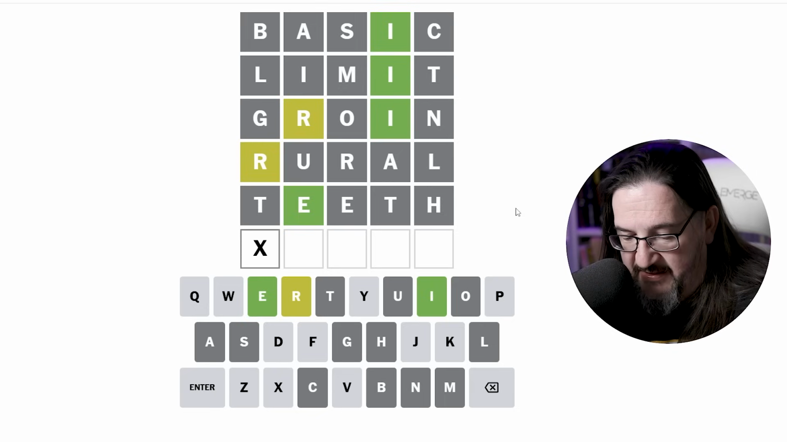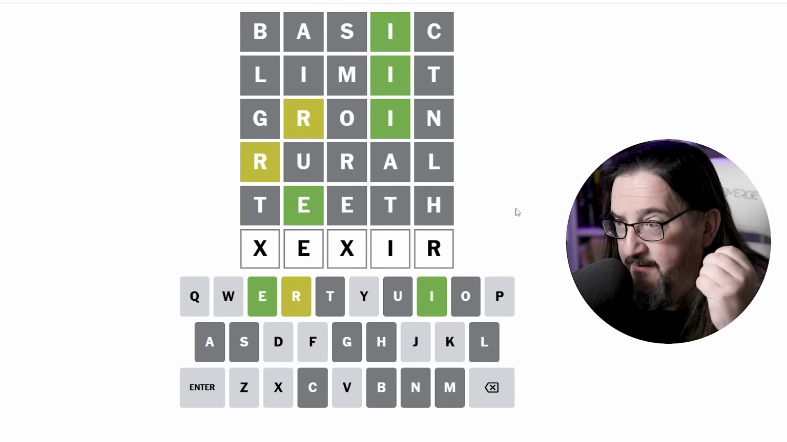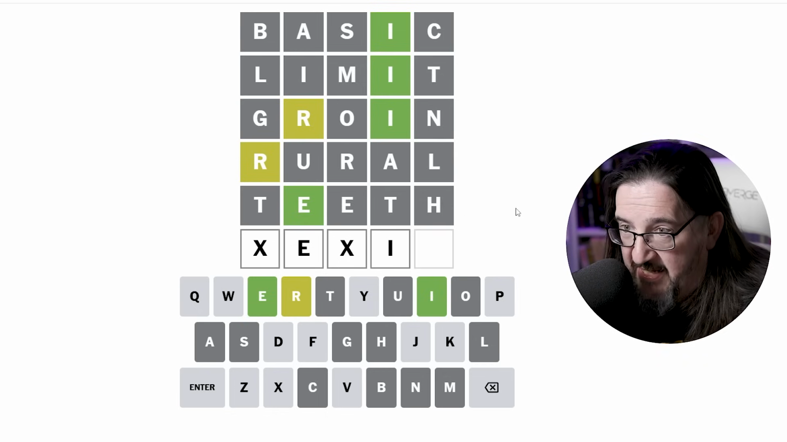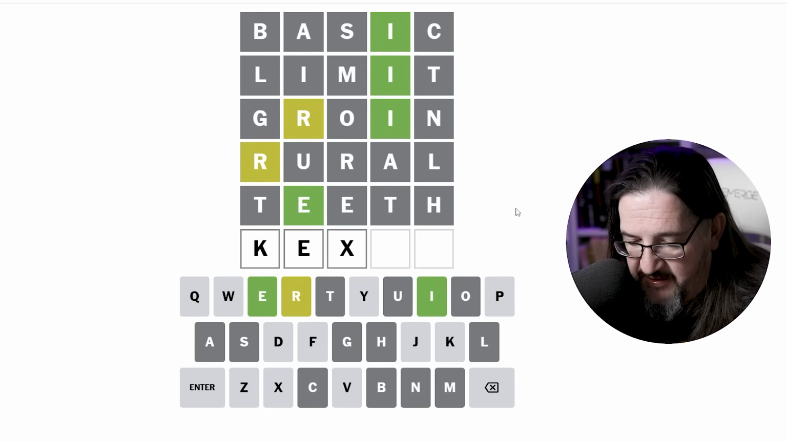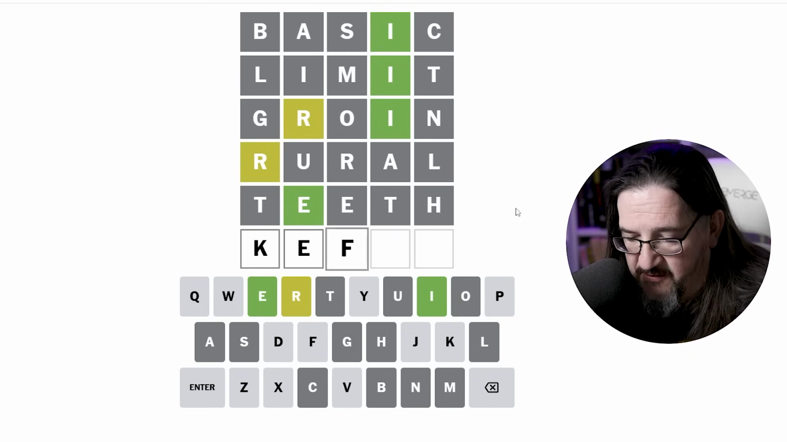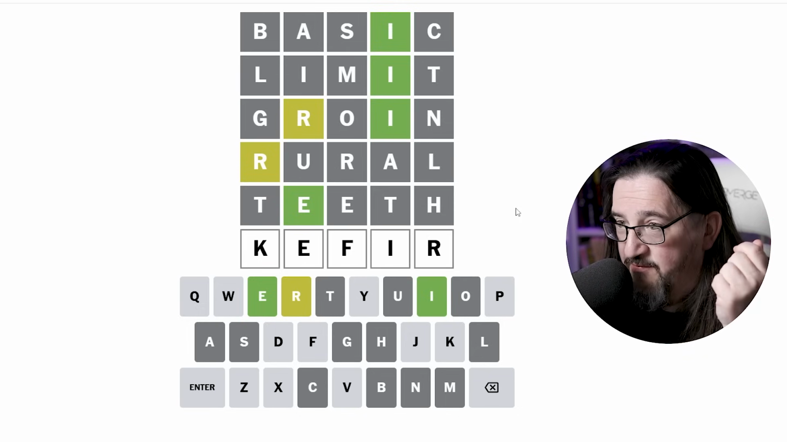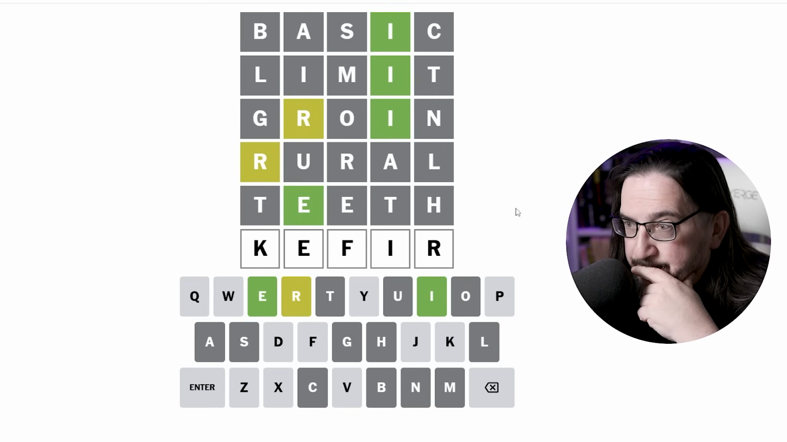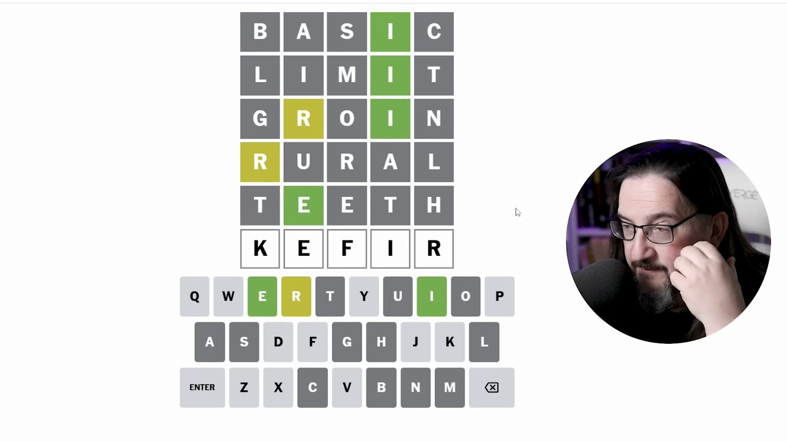I've got blank E, blank IR. And, wow. I don't have anything. Let's try the K. K-E blank IR. Kefir, is that a word? K-E-F-I-R? I feel like that's another case where I feel like I've heard that word before. I don't know what it means, but I know I've heard that word before.